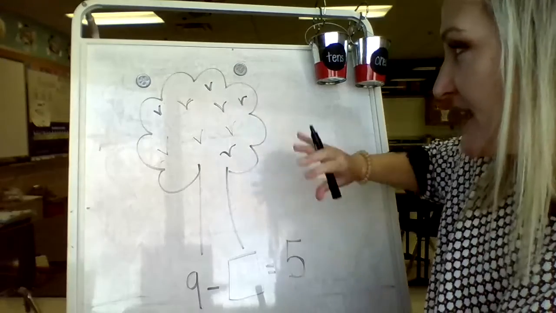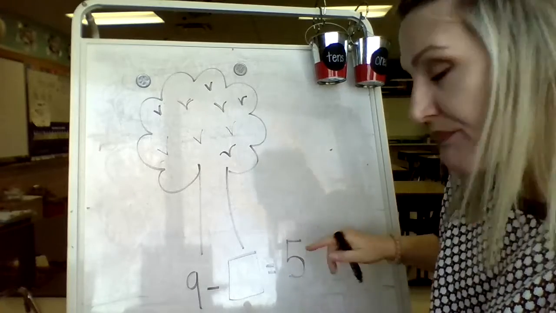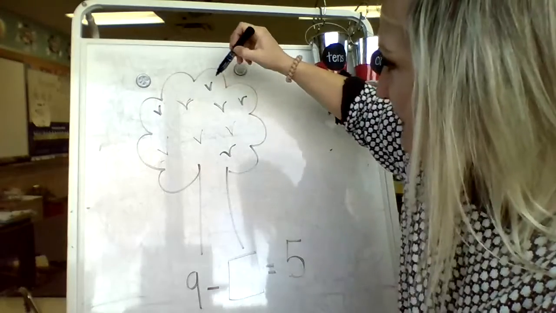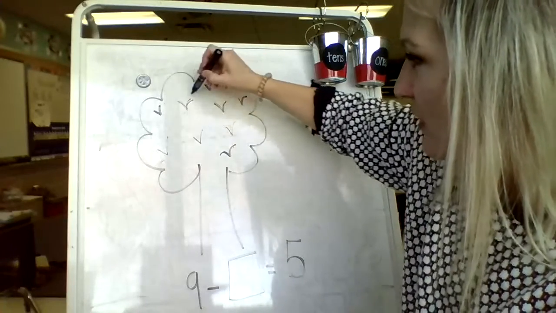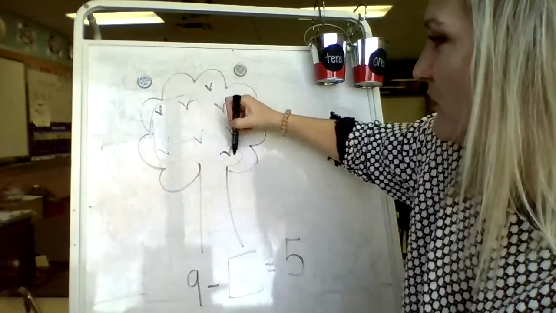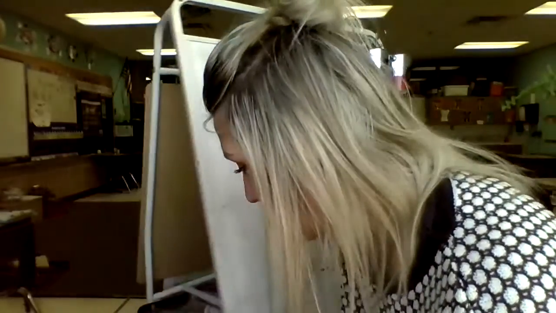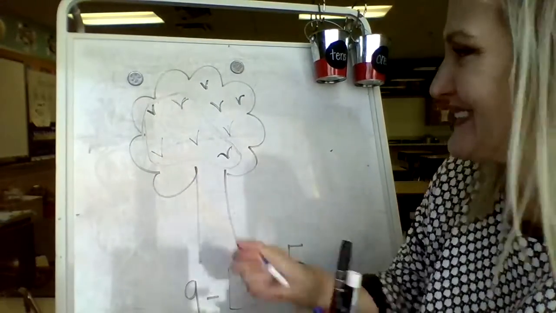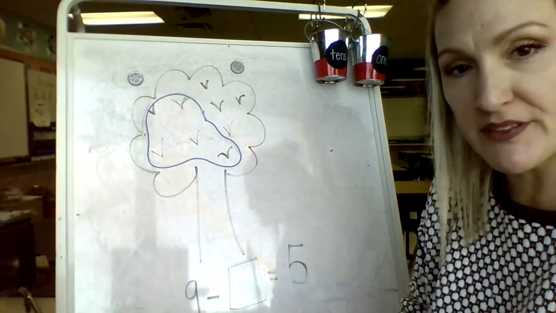There were 9 birds in the tree and some flew away, but 5 stayed in the tree. I'm going to find those 5 in the tree and circle them to show that they're still there. So let's find 5. 1, 2, 3, 4. Wait, 1, 2, 3, 4, 5. Those birds stayed in the tree. If you can't see that, I can get a different marker. Maybe that would help. Okay. Oh, that's much better. There's 5 birds that stayed in the tree.